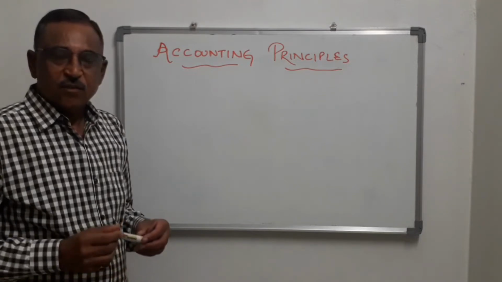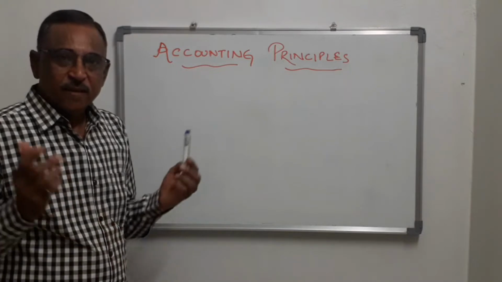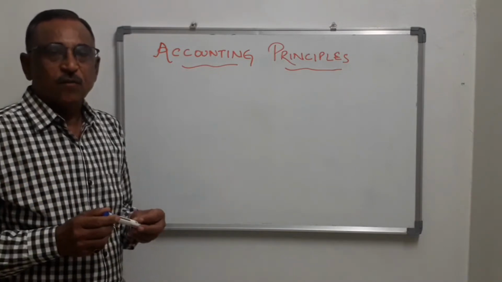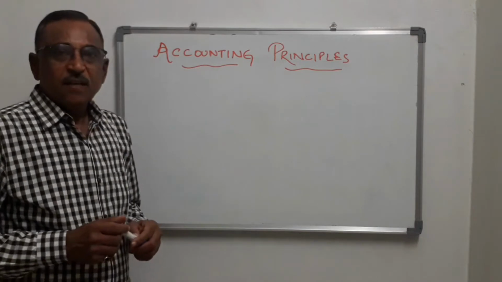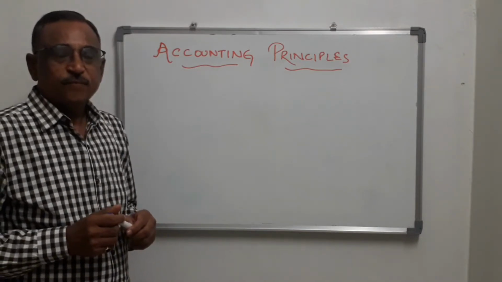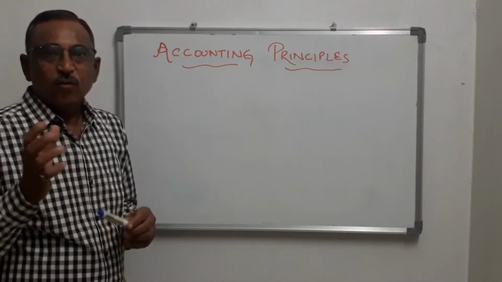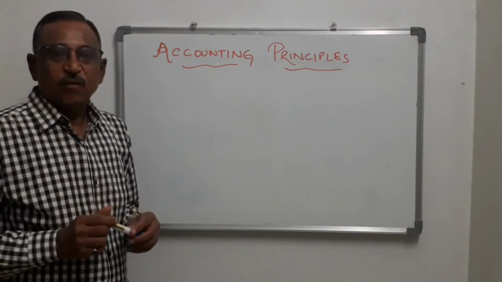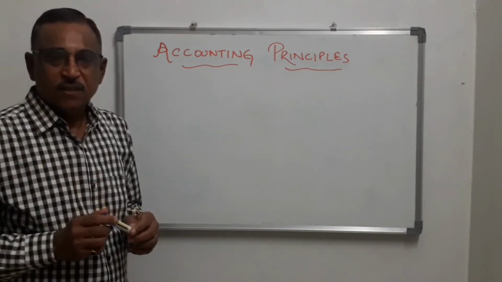So after having understood accounting, its functions and the various basic terms associated with accounting, now we move on to accounting principles. Now we can say accounting principles are the basic norms or rules on the basis of which accounting transactions are recorded in the books of accounts.